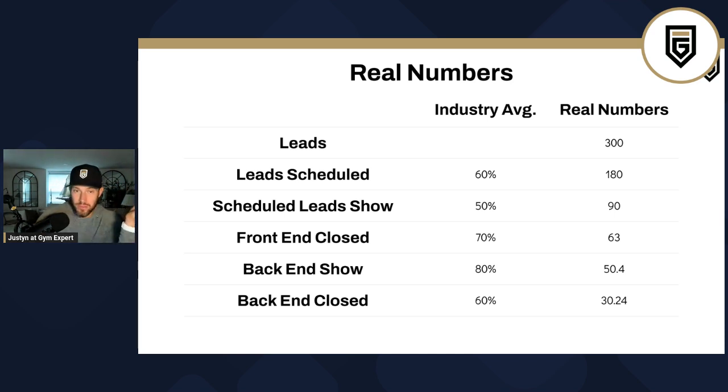So we go from 300 leads, 180 are scheduled, 90 of them show up. We get 63 of them in on the trial. 50 of them actually show up for their final feedback meeting. And then we end up closing at 60%. We end up closing about 30.24, but we're just going to round down. So that gives us 30 new members, or 1 every single day.